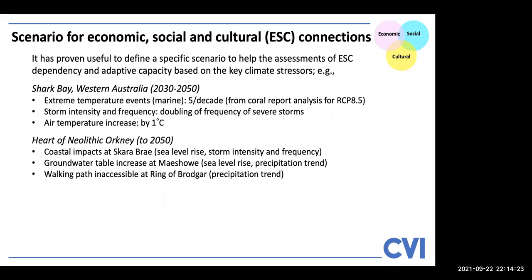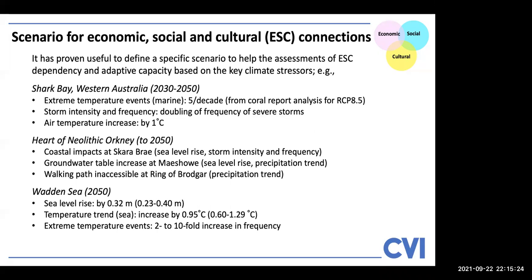Another example here for the very north of Scotland, in the heart of Neolithic Orkney. In this, whilst we'd identified the 3 key stresses, now shown on the right-hand side in brackets, sea level rise, storm intensity and frequency, and precipitation trend, the focus of the scenario was on impacts to elements of the property. So coastal impacts at the coastal location, Skara Brae, an increase in the groundwater table, and a burial tomb, Maeshow, as a part of the property, and the accessibility of the walking path around the Ring of Brodgar being no longer available. And so they were some of those scenario pointers that helped us to consider what the economic, social, and cultural impacts would be.